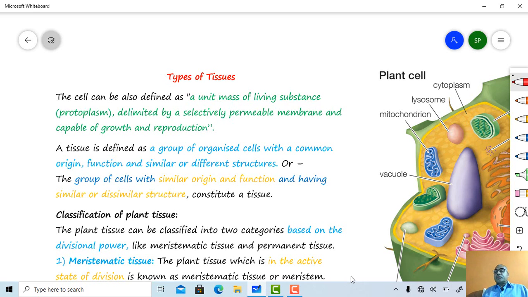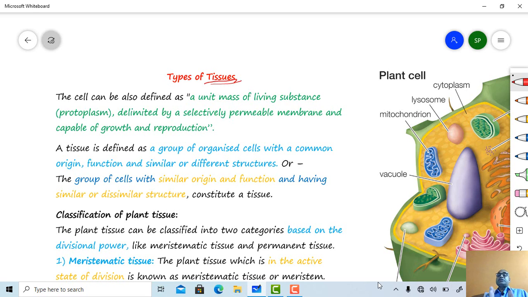About plant tissue types. But before going to see the types of the plant tissue, just see what are the tissues which are present in the plant.